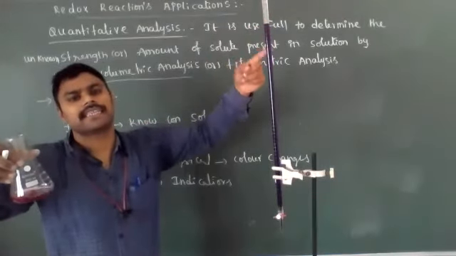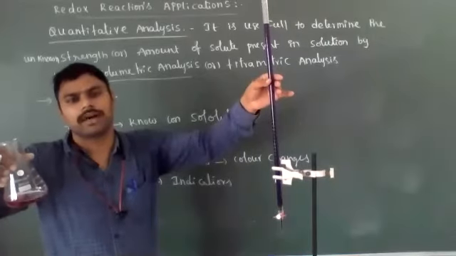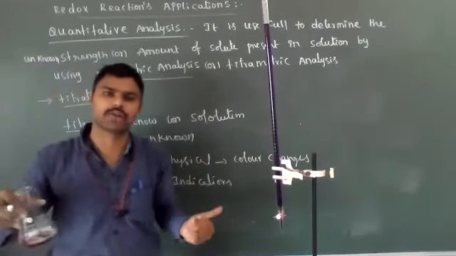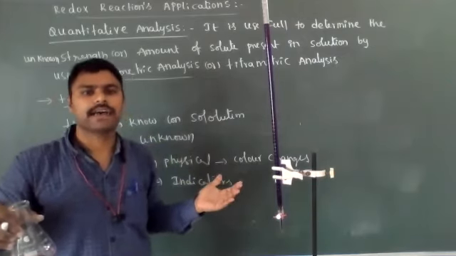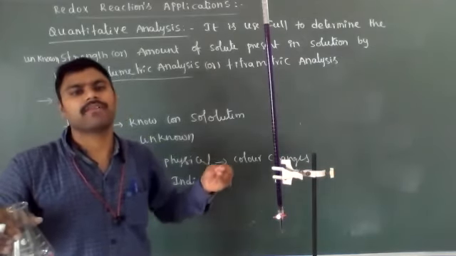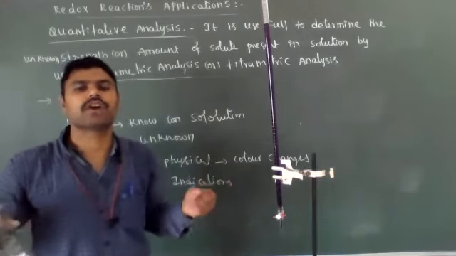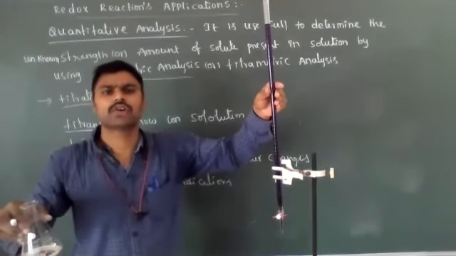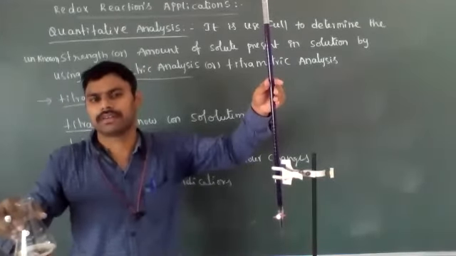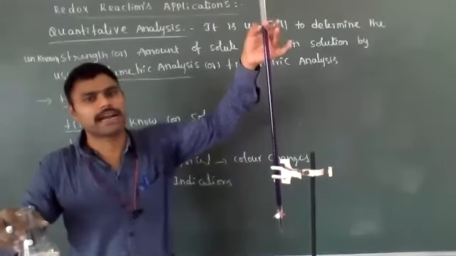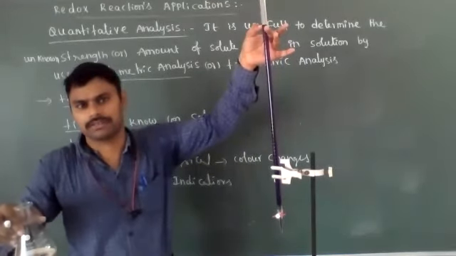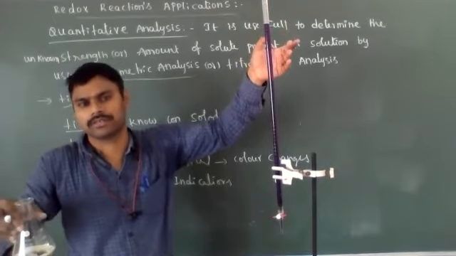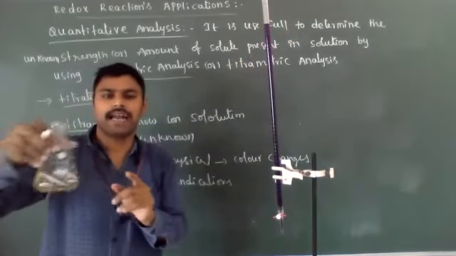Then how to calculate the strength of the unknown solution? The formula is M1V1 by N1 is equal to M2V2 by N2 in terms of molarity, or in terms of normality the formula is N1V1 is equal to N2V2. N1V1 are the normality and volume of the unknown solution. Normality you don't know, but the volume we already measured using this titration. If you find the normality, normality is equal to the strength of the solution. Otherwise, this solution we already know.